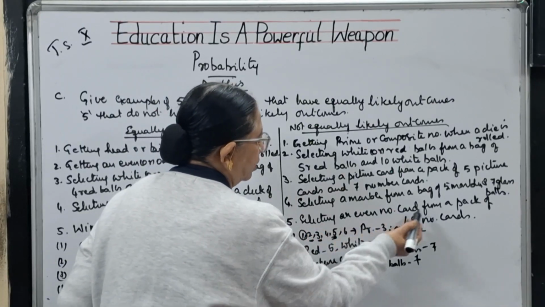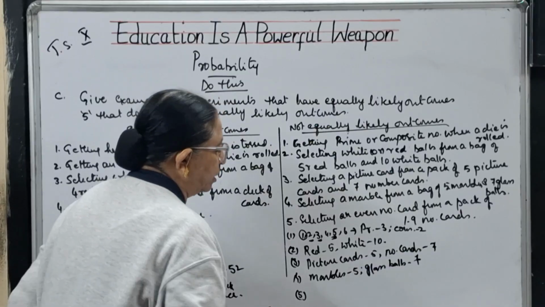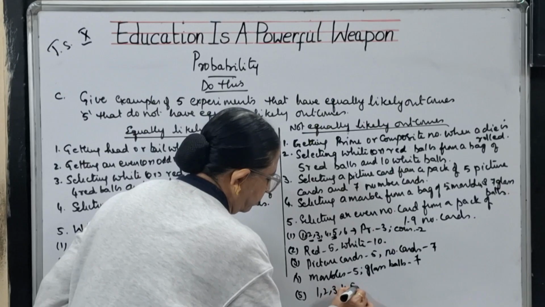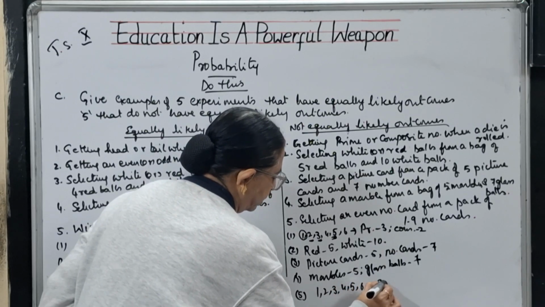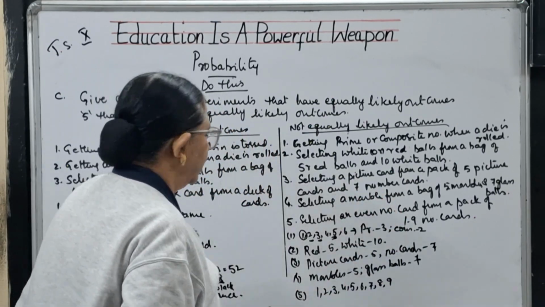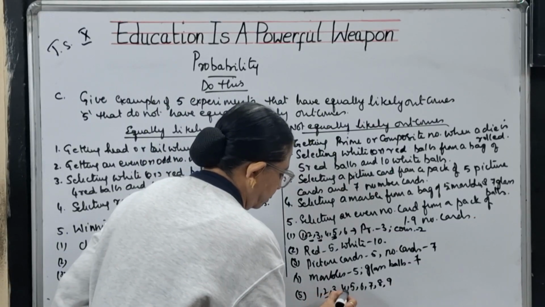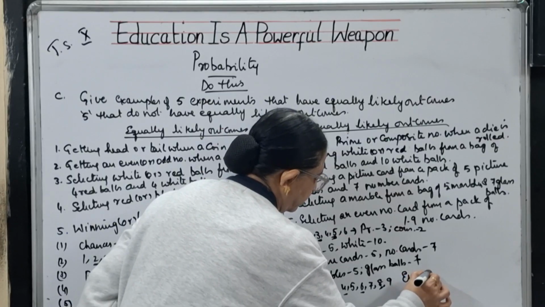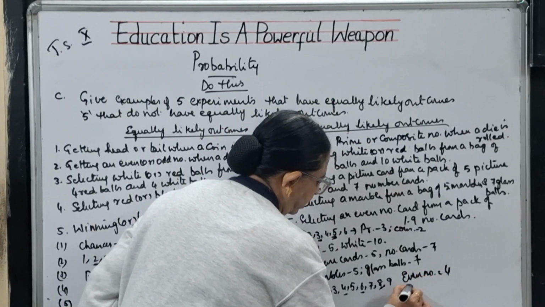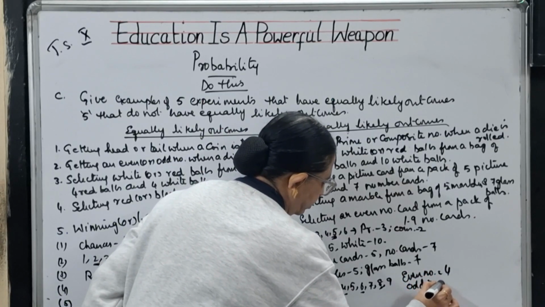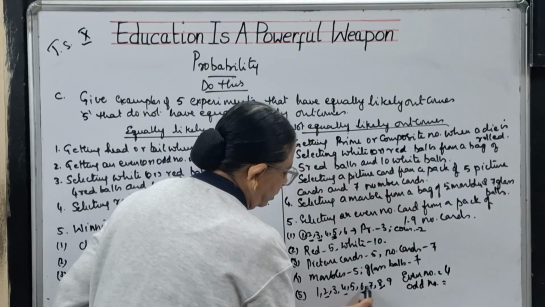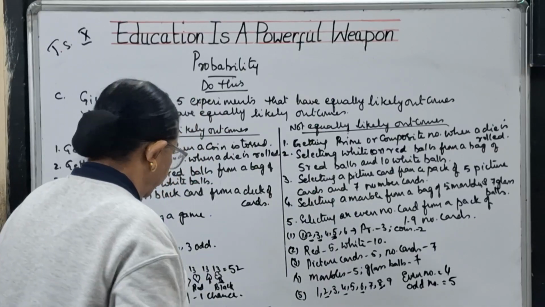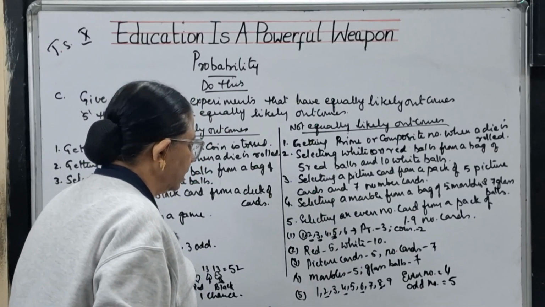Seventh one, selecting an even number card from a pack of 1 to 9 cards. When you write the numbers 1, 2, 3, 4, 5, 6, 7, 8, 9, the even numbers are 2, 4, 6, 8, so 4. And odd numbers, how many are there? 1, 2, 3, 4, 5. Odd numbers are 5. These are not the same, so they are not equally likely outcomes.